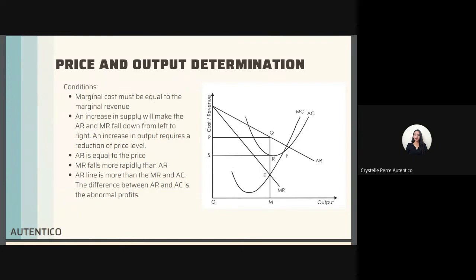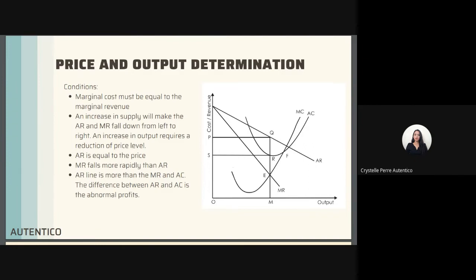So let's explain more of this through the figure on the right. In here, the x-axis represents the output and the y-axis represents the price. The AR is the average revenue and MR is the marginal revenue. When the monopolists decide to increase the output of their products, the AR and MR curves will fall down from left to right. Now, why is it that the MR falls more rapidly than AR? So MR falls more rapidly because when the monopoly firm reduces price, it does not just reduce it on that incremental unit. Rather, it would have to reduce its price on all of the units.